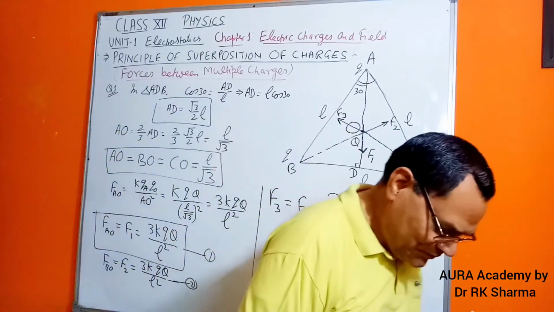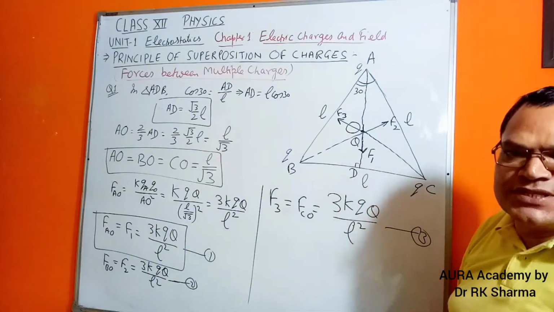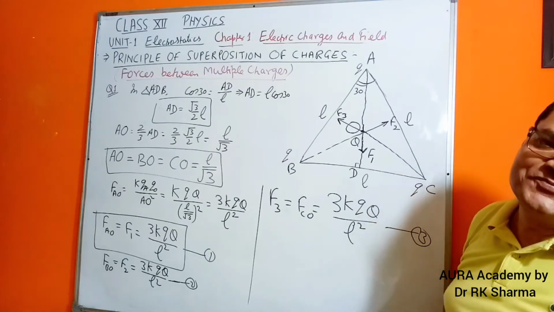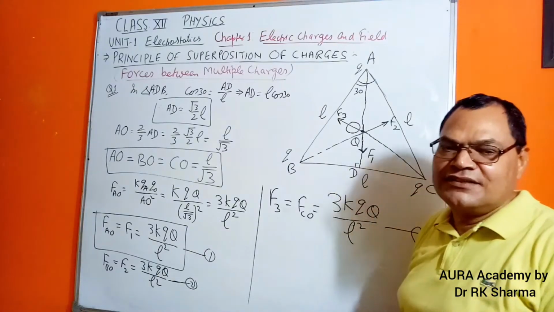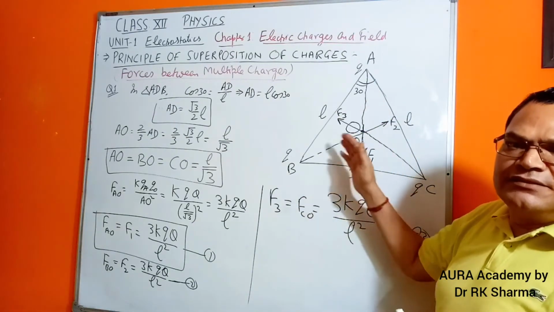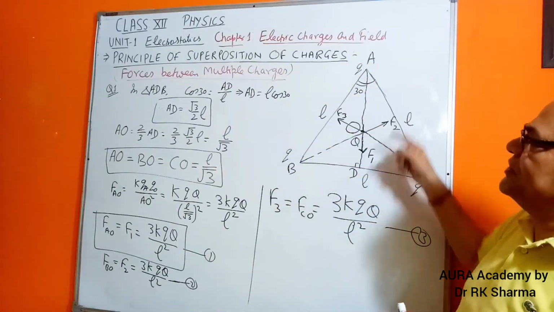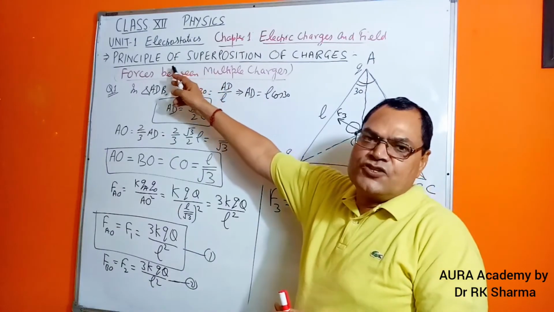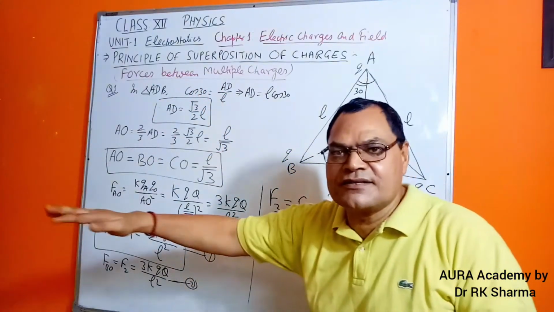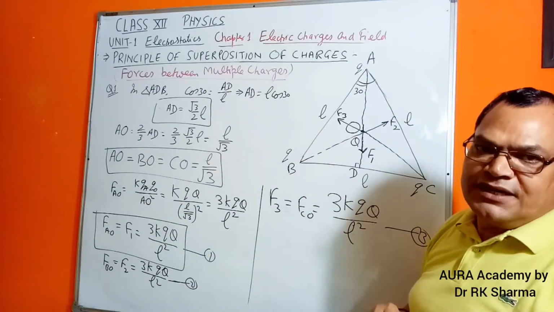Now the question is, what is the net force at this point? Should we add all the three forces directly? What do you think? No, we can't, because these three forces are actually pointing in three different directions. Whenever we have to calculate the force due to a number of point charges, we need to follow the superposition principle, which says the total force will be the vector sum of all the forces. So we have to use vector algebra.